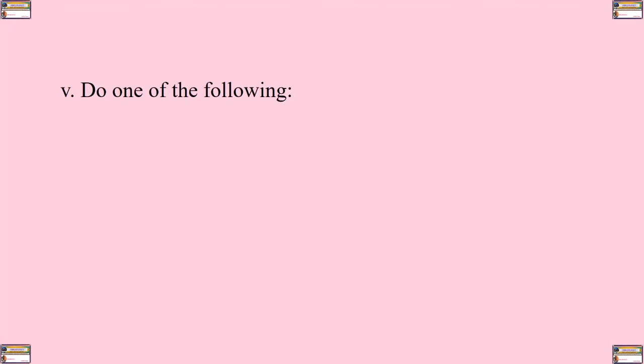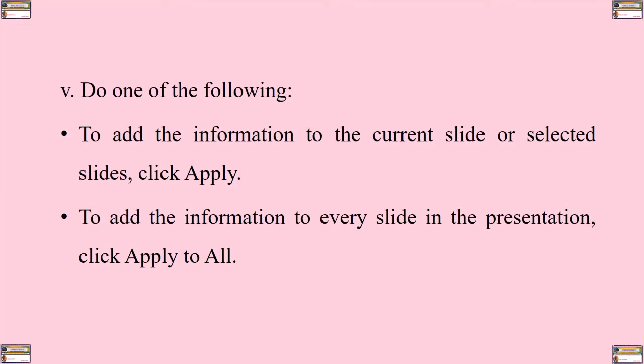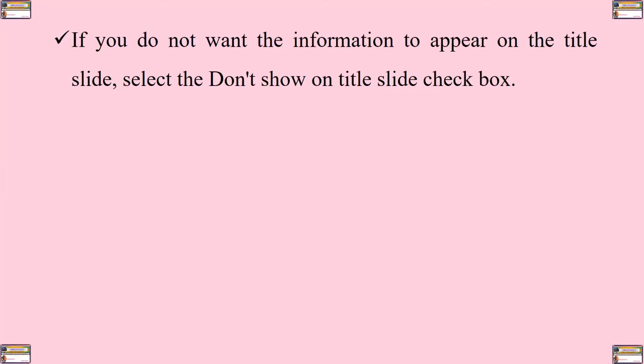Then you can do any one of the following. To add the information that you have already set to the current slide or selected slides, you click Apply. But if you want to apply the header and the footer across all your slides, you click on Apply to All. The following information is also important when it comes to issues of headers and footers.